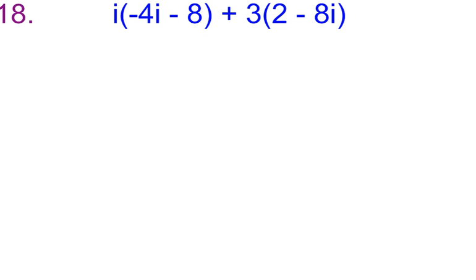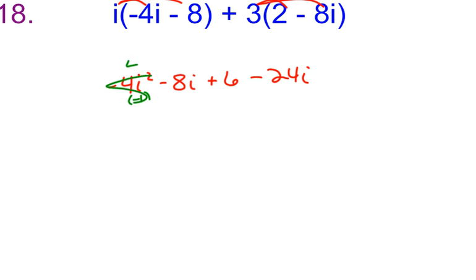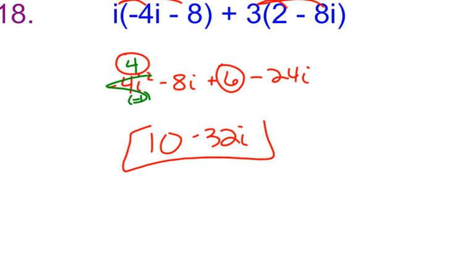This one now I would have to distribute my i to both terms here, so I'd have negative 4i squared minus 8i, and then I'll distribute my 3 to both terms, so plus 6 minus 24i. Right here I have an i squared, so this is negative 1, so this is really like a plus 4. When I add my 6 and my 4, I'd get 10, and then negative 8i minus 24i would be negative 32i. Final answer.